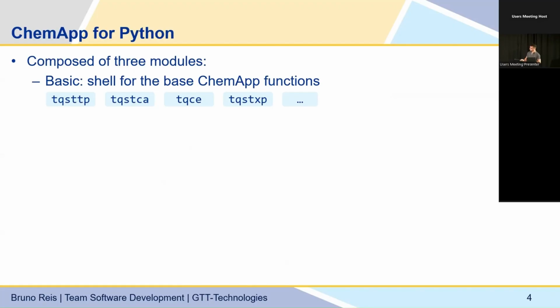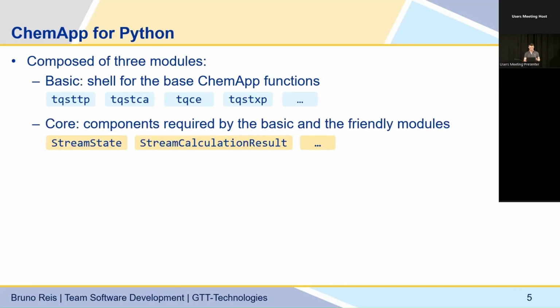For the Python version, you see this in the basic module, but the Python version is composed of 3 different modules. The basic one, the core module, which contains the components required by the basic and the friendly module. Two examples here are the stream state and the stream calculation result, which of course are very important for the demonstration I'll be doing today. We're talking about streams again. You have been hearing about streams from FactFlow and FactProSim, and they are also available in ChemApp.